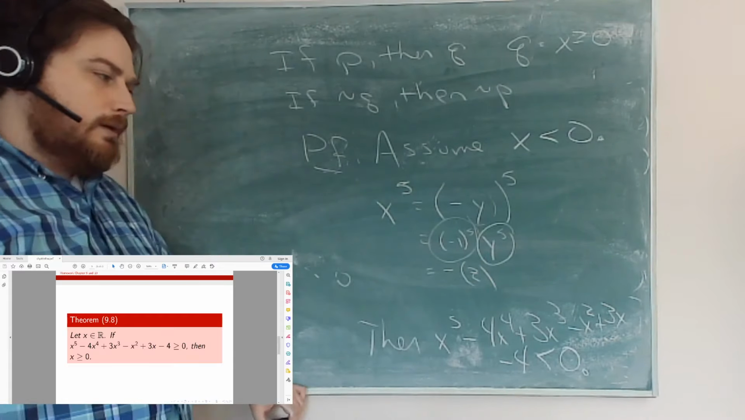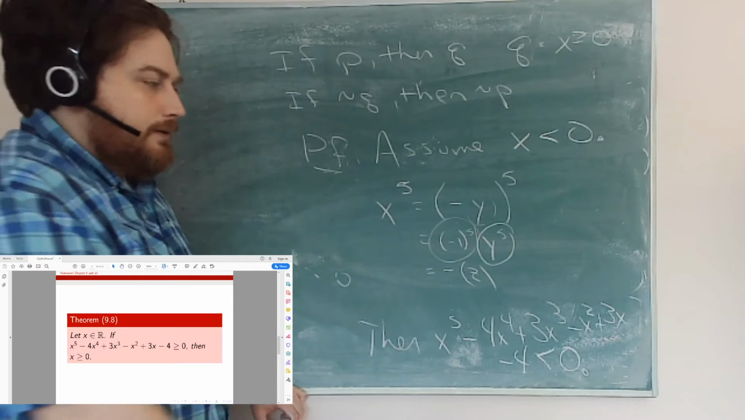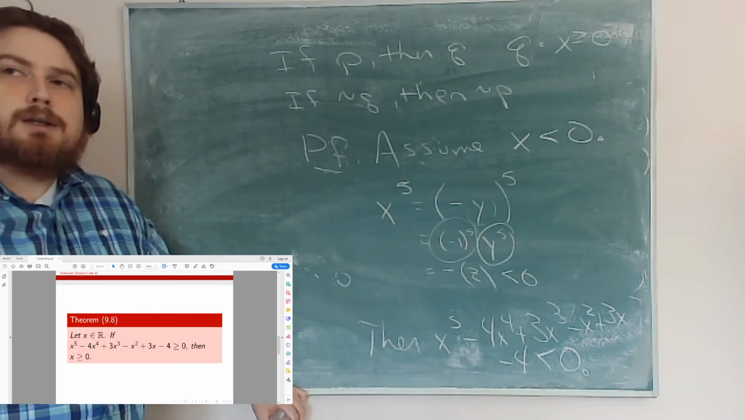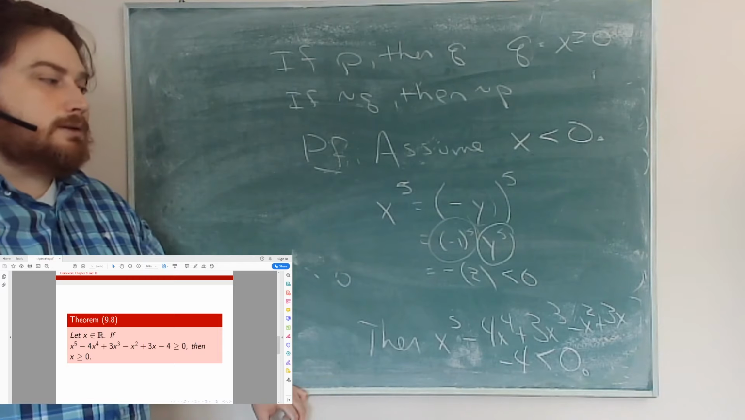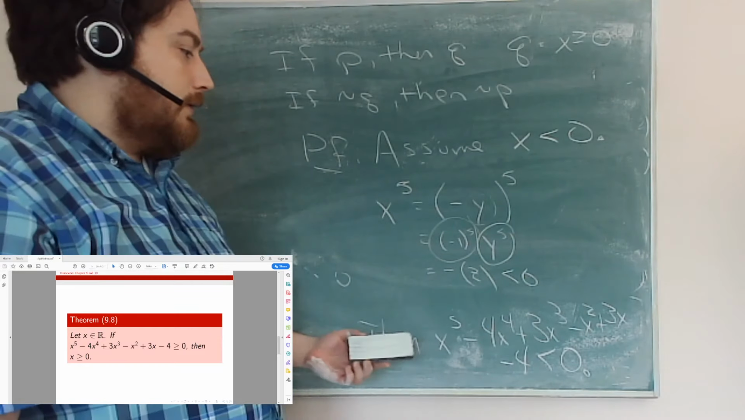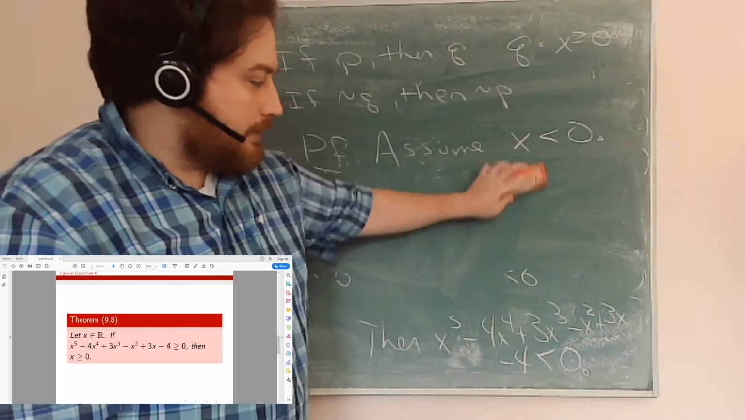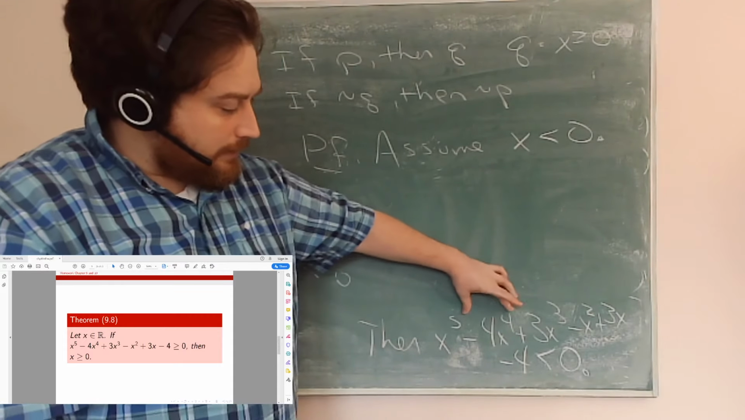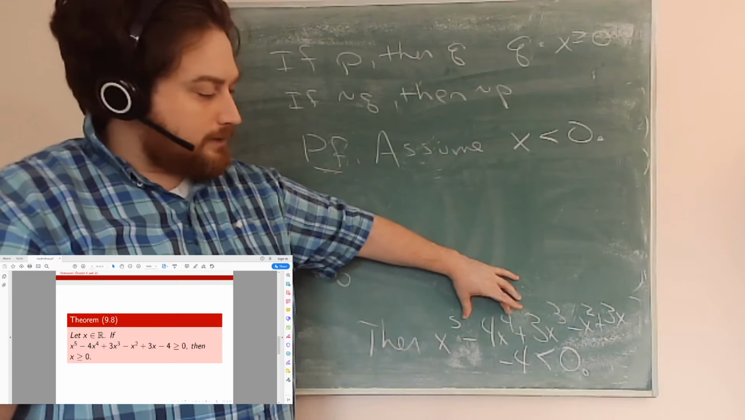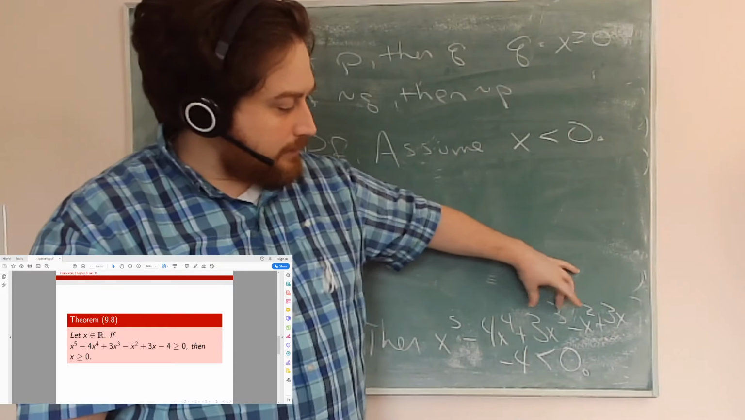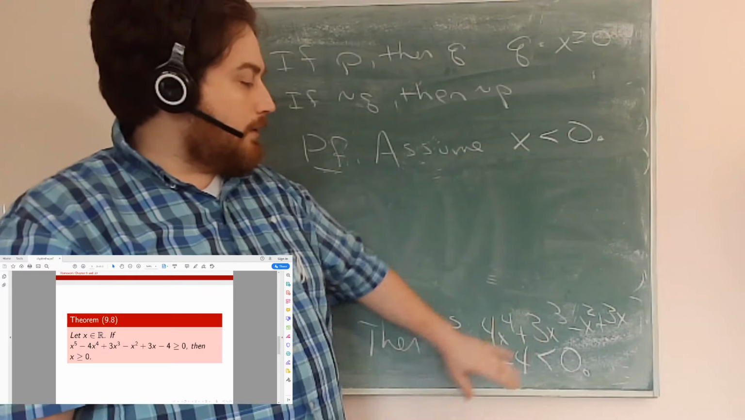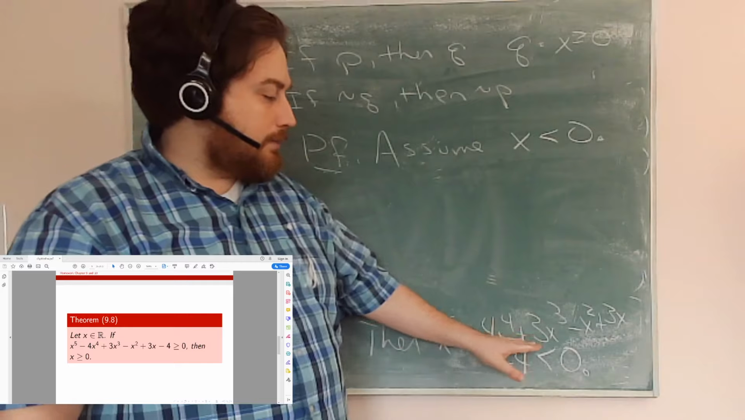Because this is negative, any negative number is less than 0 by definition. So the negative number is less than 0. That's why this term is less than 0. And then if I continue through this, the x to the fifth is less than 0. The x to the fourth is positive, so if I multiply by 4, it's negative, so it's less than 0. Same thing here, this term is less than 0, this term is less than 0, this term is less than 0, and negative 4 is less than 0. So the whole thing just becomes less than 0 plus 0 plus 0 plus 0.